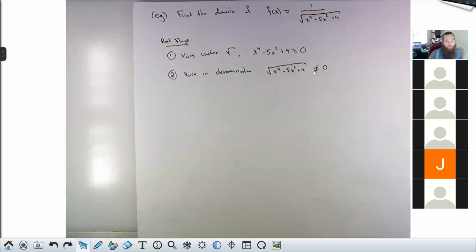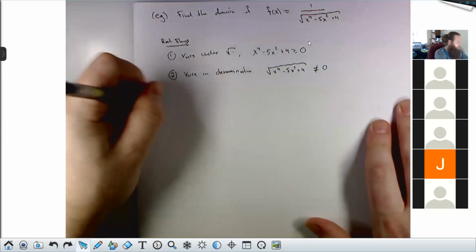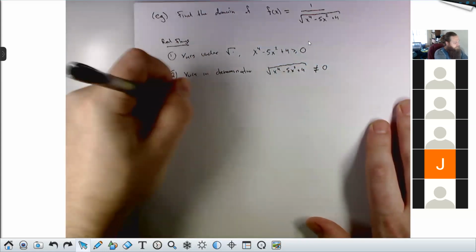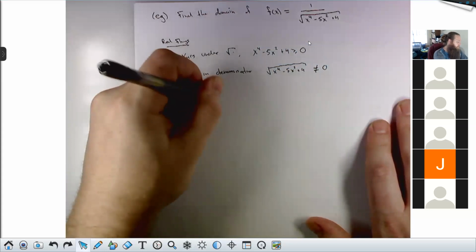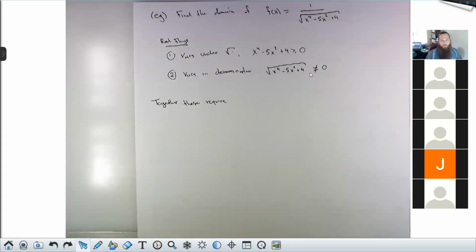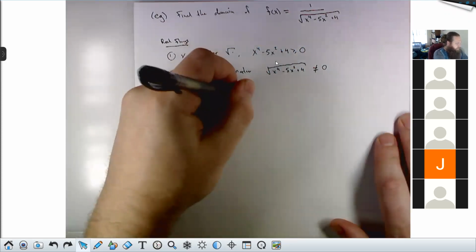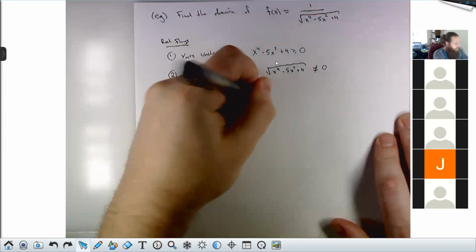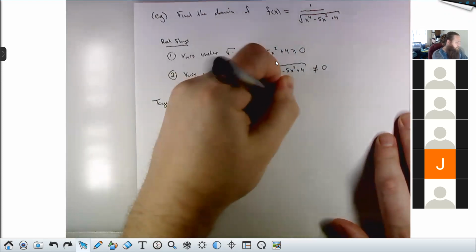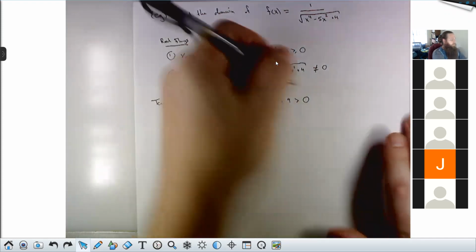Now, this thing not being 0, together with this thing needing to be greater than or equal to 0, these require, let's think about it. This thing would be 0 if and only if the thing under the square root is 0. And the thing under the square root is this. So I can put these two conditions together and say that what I'm really needing here is x to the 4 minus 5x squared plus 4 to be strictly greater than 0.